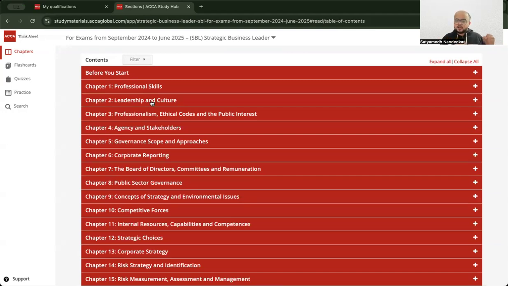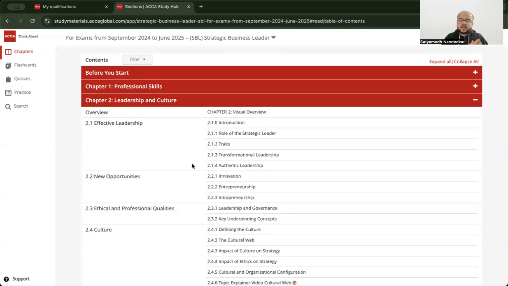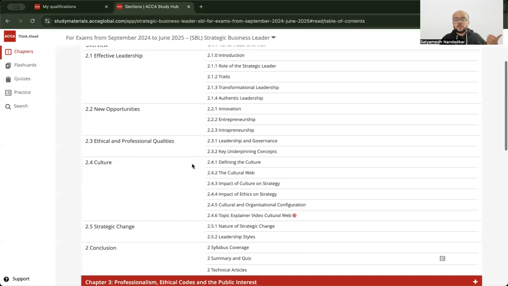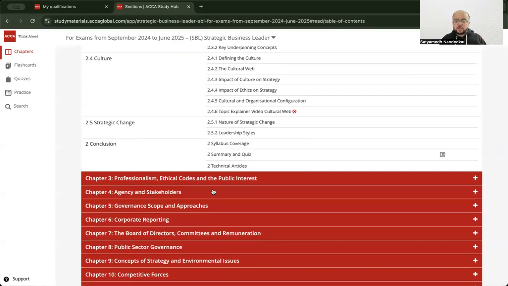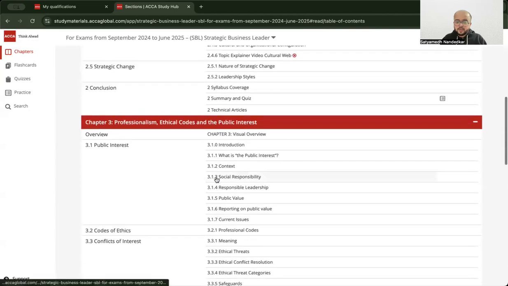We'll be looking at the concept of leadership and culture, wherein we look at different leadership styles, what works best under what scenarios, what are some of the ethical and professional qualities that leaders need to possess, and we'll also be talking about organization culture. Then there is a discussion on professionalism, ethical codes, and public interest.